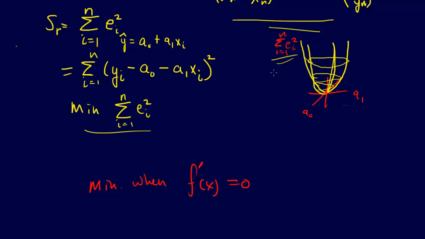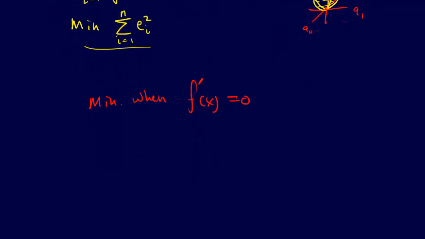Well, instead of just doing f prime of x, we've got a function of two variables, so we're going to have to differentiate this equation with respect to a naught and with respect to a1 and set that equal to 0. So we can go ahead and do that here.